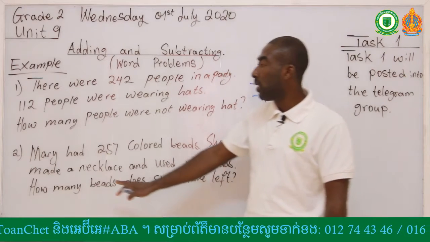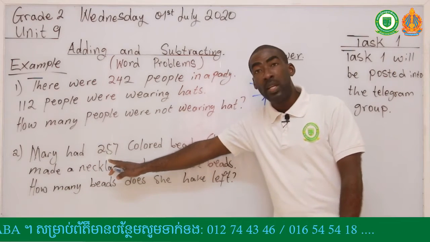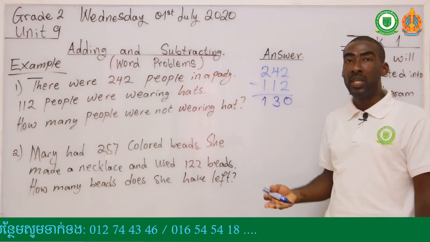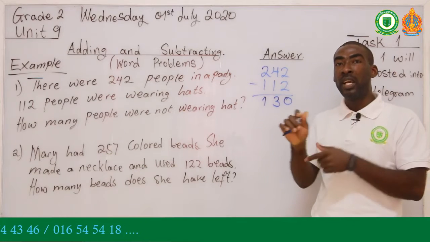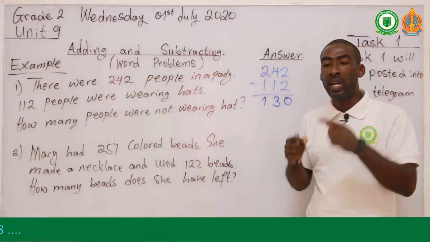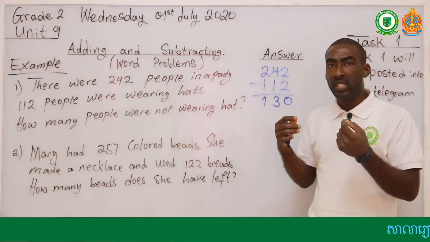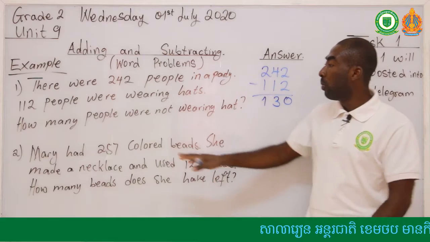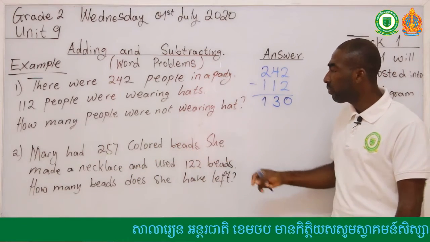Okay, let's see our second question. It says that Mary had 257 colored beads. So what is a bead? You know, some people have chains, or bracelets, or other jewelry that is made out of small balls or some kind of design objects. These objects are what we call beads. Okay, so Mary made 257 colored beads.